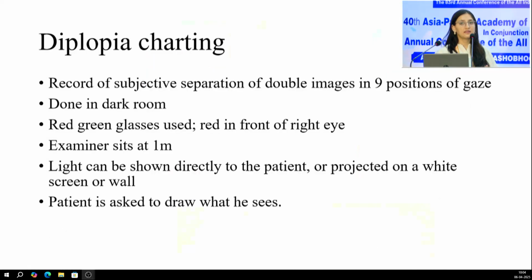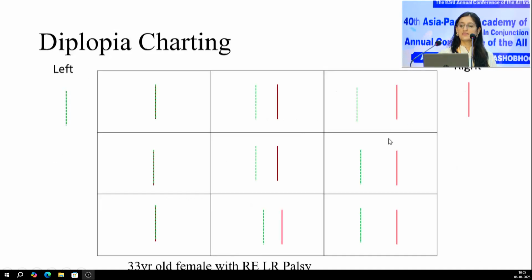Next is the diplopia charting. So how we do it, we usually take a streak light, and the test is done in a dark room. We use red-green glasses, again red in front of the right eye. It is done at 1 meter distance. So there are two ways to do it. Either you project light on the screen or directly onto the patient. And then the patient is asked to draw what he sees. So if this is the right and this is the left, and I am drawing as a patient, in cases of right lateral rectus palsy, we see that the diplopia would be maximum in the right gaze.